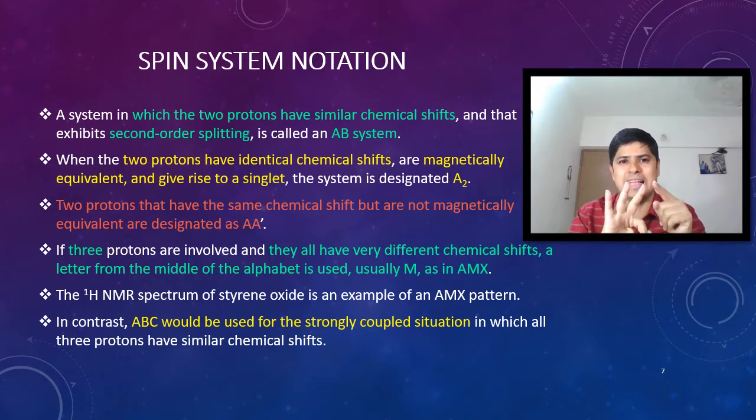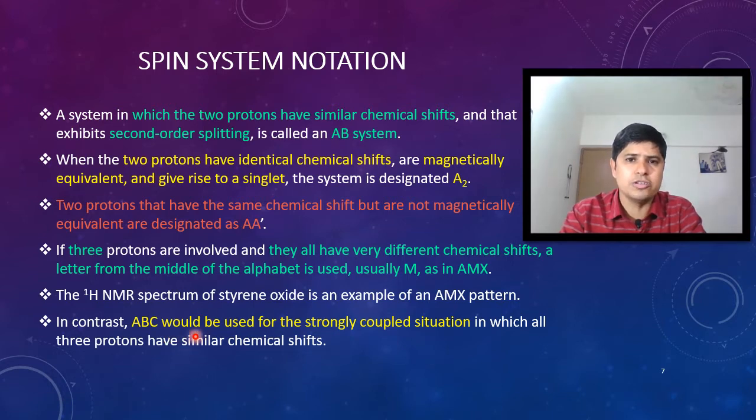Suppose these three protons do not have a wide difference in their chemical shifts. Then we call this spin system ABX. Two have nearly the same chemical shift and one has a different chemical shift. Or we may have a stronger situation, ABC, used for the very strongly coupled situation in which all three protons have similar chemical shifts. So this is the spin system notation.